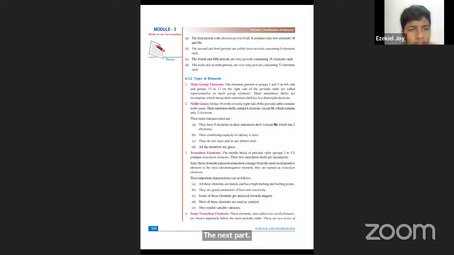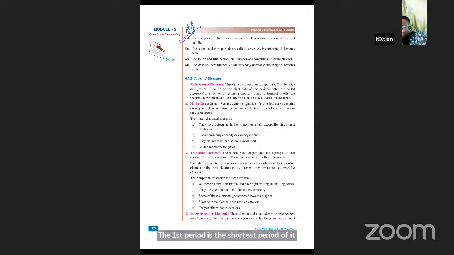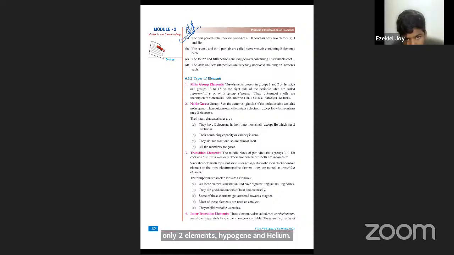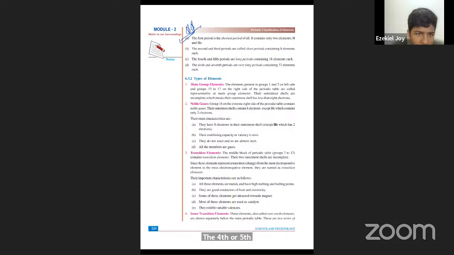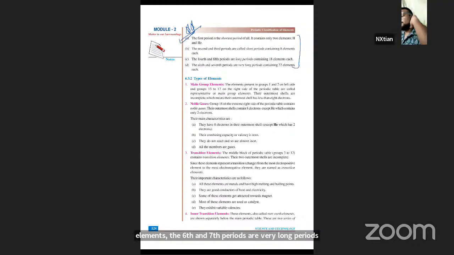This is important. The first period is the shortest period of all. It contains only two elements, hydrogen and helium. The second and the third periods are called short periods, containing 8 elements each. The fourth and fifth periods are long periods containing 18 elements each. The sixth and seventh periods are very long periods containing 32 elements each. They can ask you this as a fill in the blank, so you have to remember this. The first period is the shortest, then short, then long, and then longest. You have to remember how many elements there are.